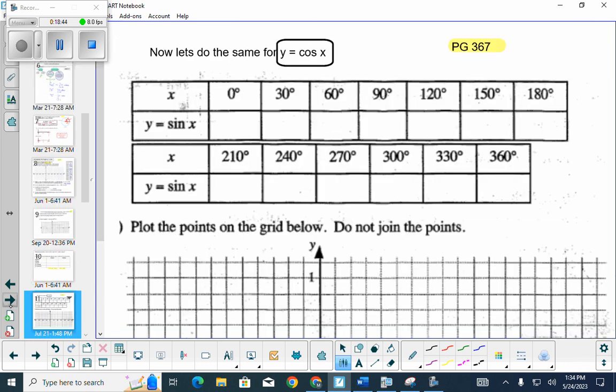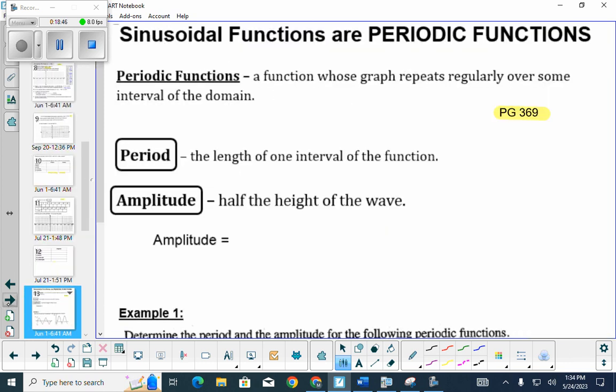And I want you to go to page 369. So I did hand it out to you. I think it's just because this is prettier than what the picture is in your workbook, but it is matching page 369. So there are 2 words I want to talk to you about: period and amplitude.